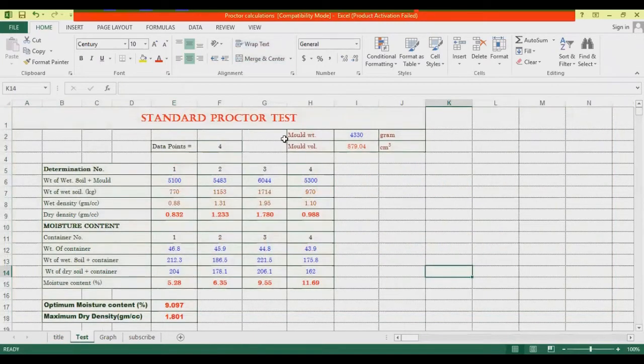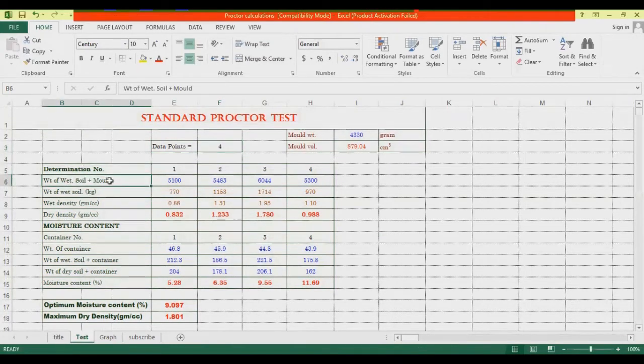Now let me discuss the test data with you. The weight of Proctor mold is 4,330 gram. The volume of mold is 879.04 cubic centimeter, and I'm having 4 data points, because in 4 points my test was completed.